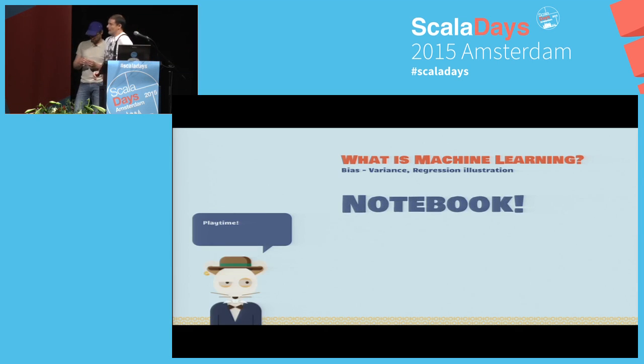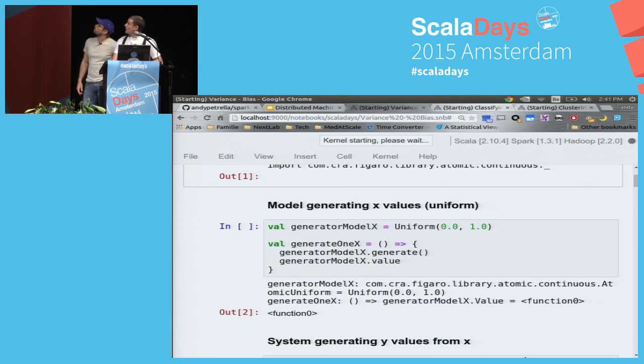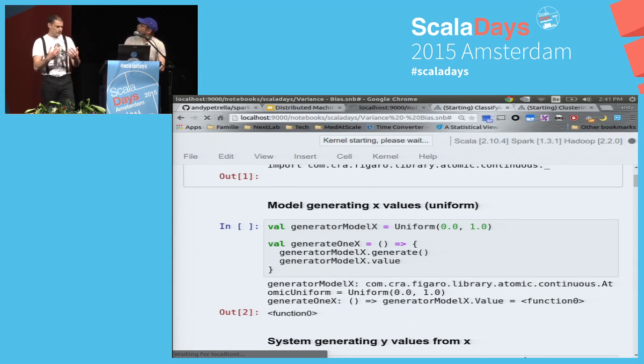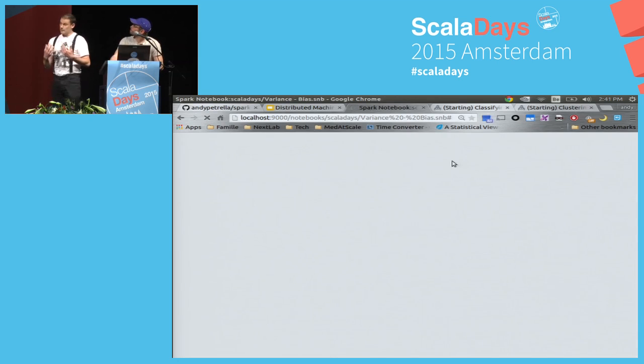Okay? I think I've done enough with the theory. And as Andy mentioned, we work with the notebook. And let's run some machine learning on this one. Okay. So the idea with the Spark notebook is that it's an interactive interface on a distributed system. And specifically, it's Spark here.